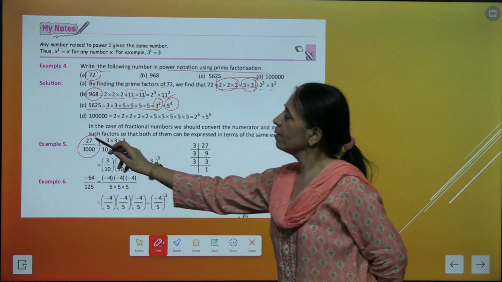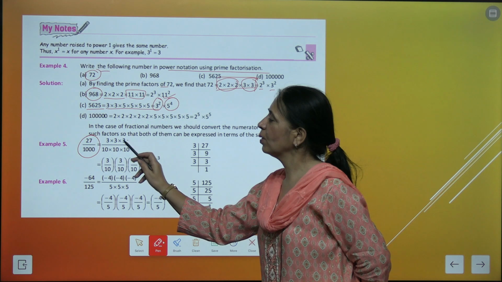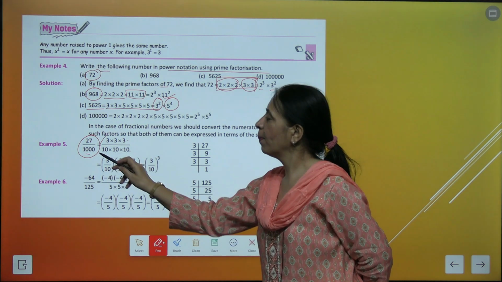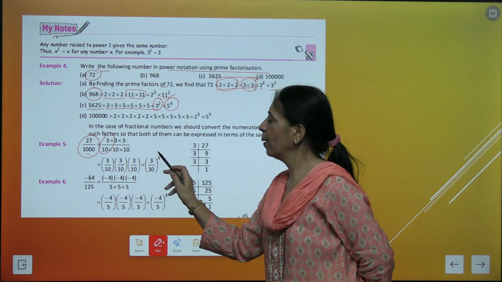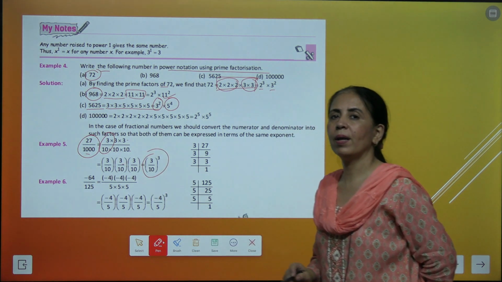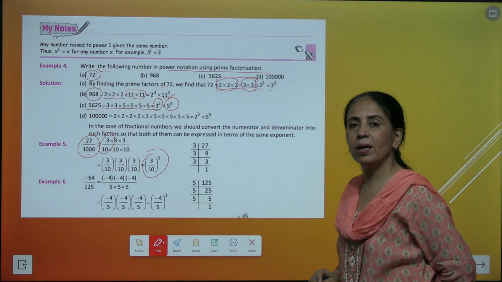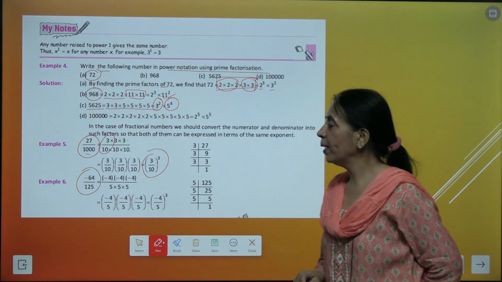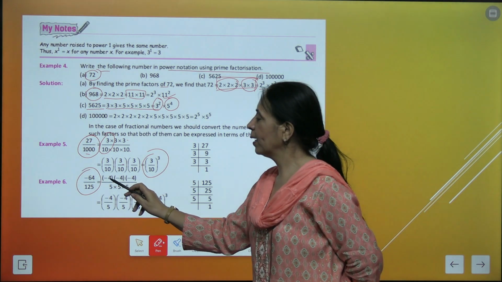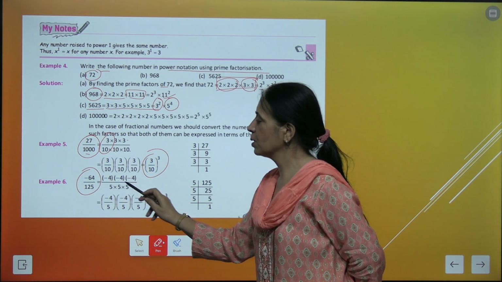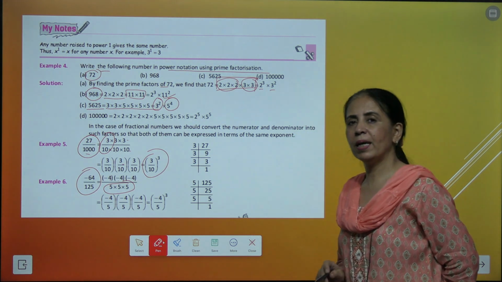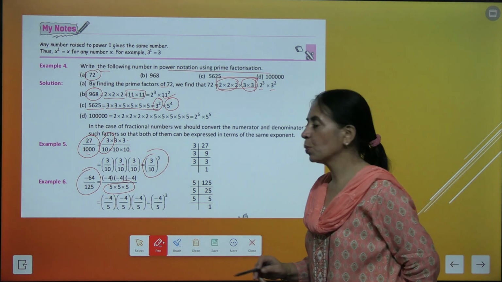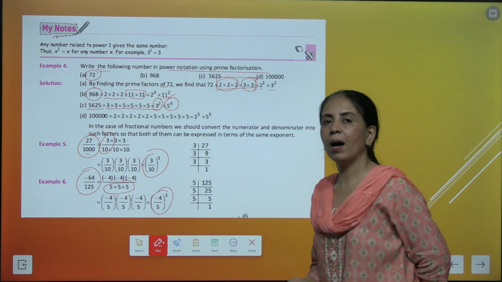27/1000. इस 27 को ब्रेक किया 3 3 3 और 10 10 10 बना 1000. So we get 3/10 3/10 3/10 and we write 3/10 raised to the power 3. Got it? Coming to -64/125. -64 को ब्रेक किया -4 -4 -4 and 125 को ब्रेक किया 5 multiply 5 multiply 5 and you get -4/5 raised to the power 3.